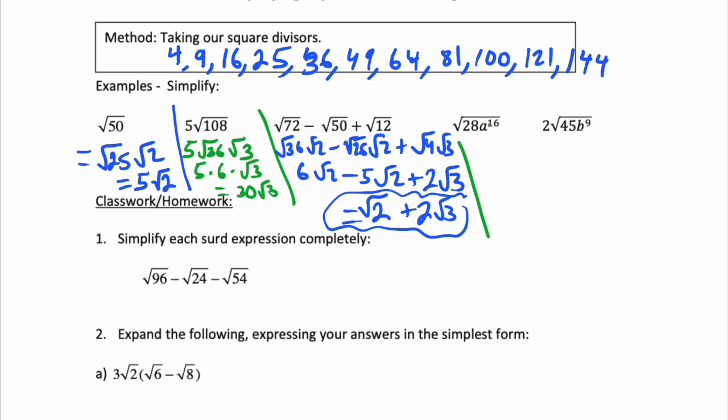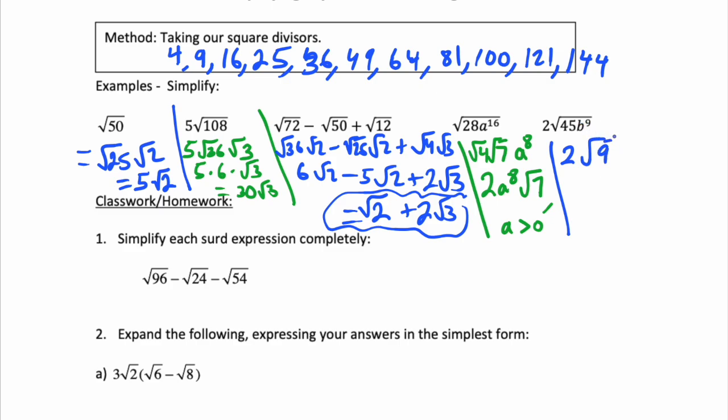Okay, next, we got this, root 28, you can simplify that as root 4 root 7, and the square root of a to the power of 16 is a to the power of 8. So this is 2 a to the 8 root 7, we usually write the surd last, okay? Now this only works if a is greater than 0. All right, because if it's negative, then you don't get the a value back.